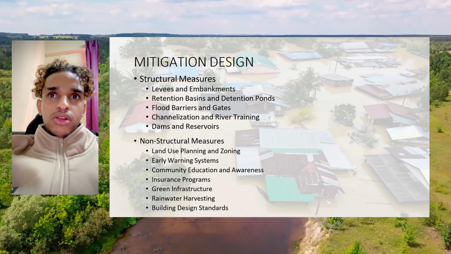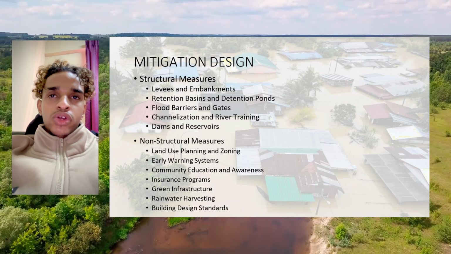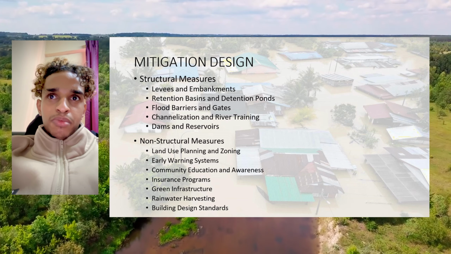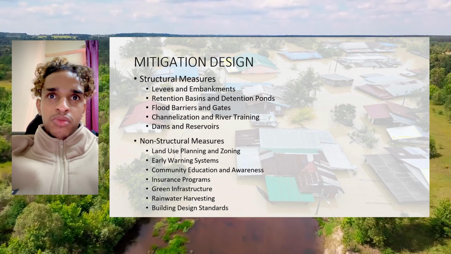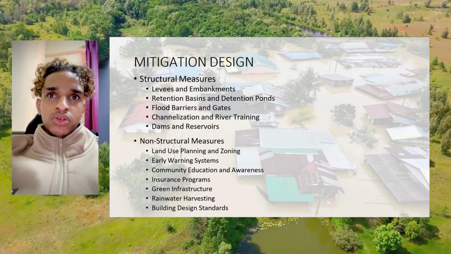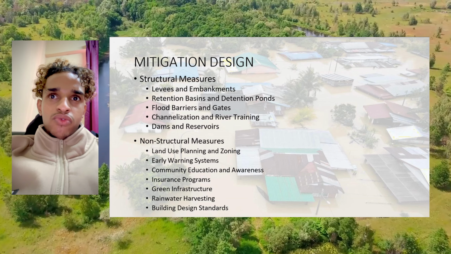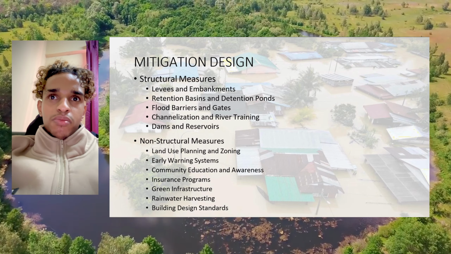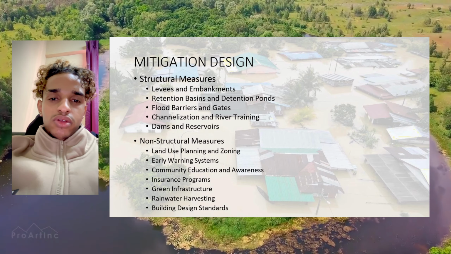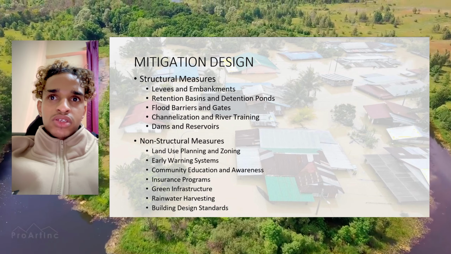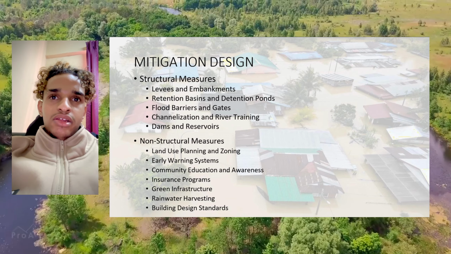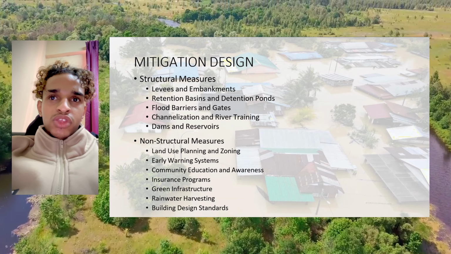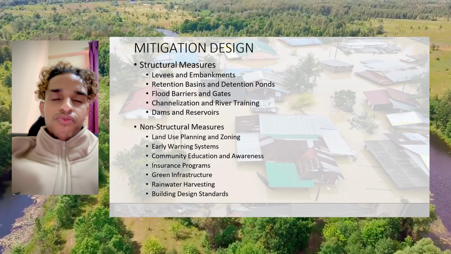Community education and awareness. Raising awareness and educating the public about flood risk can enable people to take preventive action, improve preparedness, and reduce the effects of flooding. Insurance programs, green infrastructure, rainwater harvesting, and lastly, building design standards are also used to reduce flood risk.